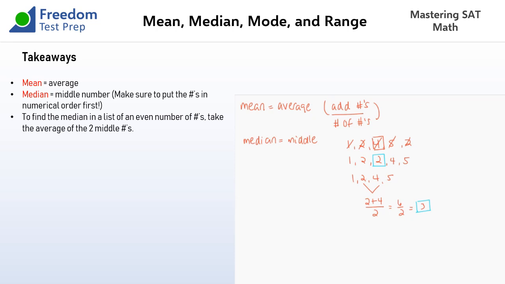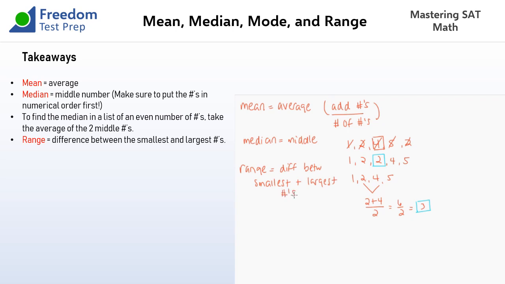Alrighty, now we have range. And range is simply the difference between the smallest and largest numbers. That just means you subtract the smallest from the largest number, and that will be your range. And finally, mode, and that is the number that pops up the most. Mode sounds like most. That's how you can remember it.